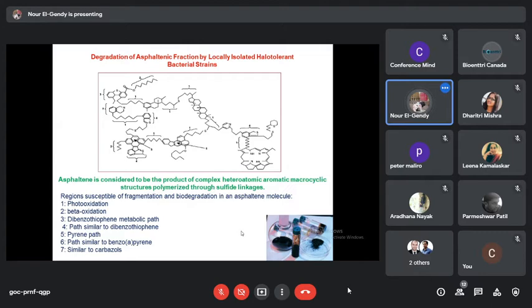The asphaltene is one of the main structures and main components of heavy crude oil. This is its structure. As you can see, it is a very complex structure. So when an oil spill occurs, you should have a microbial isolate capable of degrading this heavy or complex compound. Otherwise, it will persist for a long period of time and cause a toxic effect to the environment for a long, long period of time.